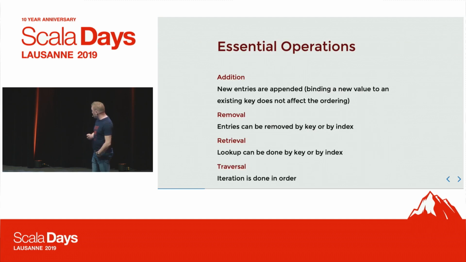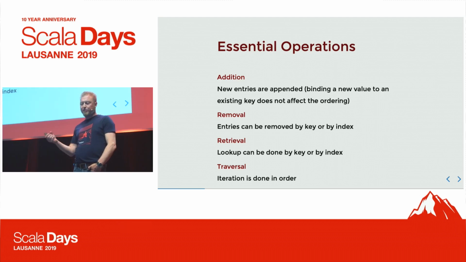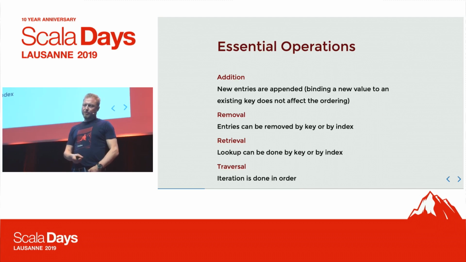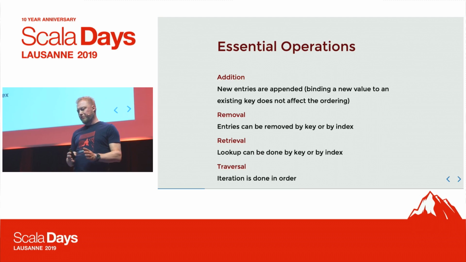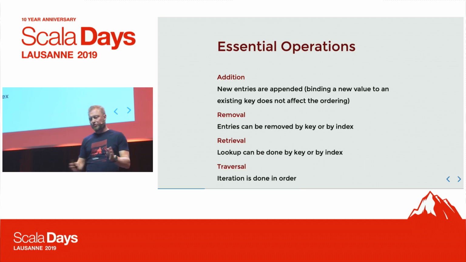The most essential operations for a SeqMap are that you have to be able to add entries, and they're always appended. So when you add a new key-value binding, if the key isn't already present in the map, it's always appended at the end. And when you remove elements, you can remove, of course, the first one and so on, but you can also remove by key, and that could potentially be in the middle of the map, or by index, where you index into it like a Seq.